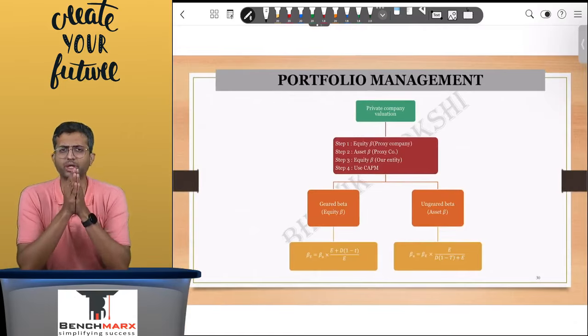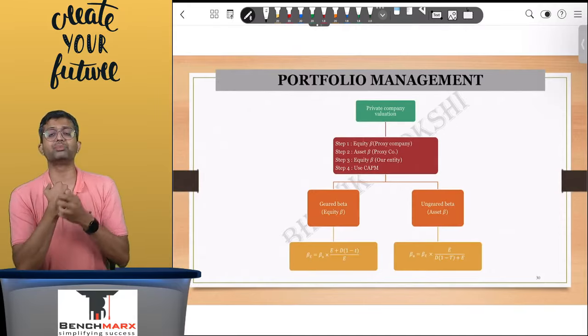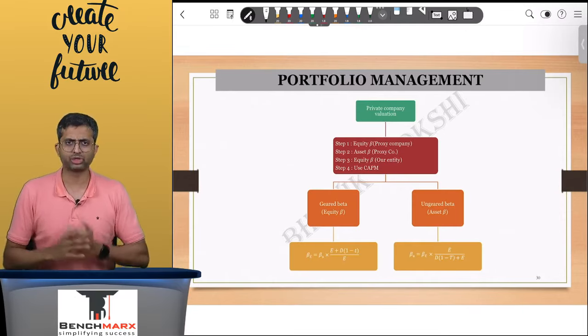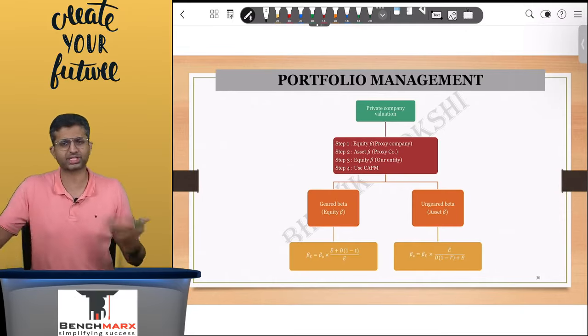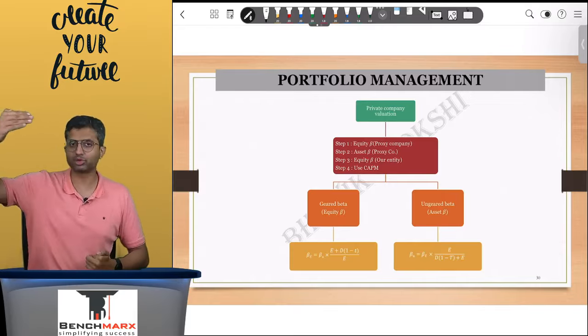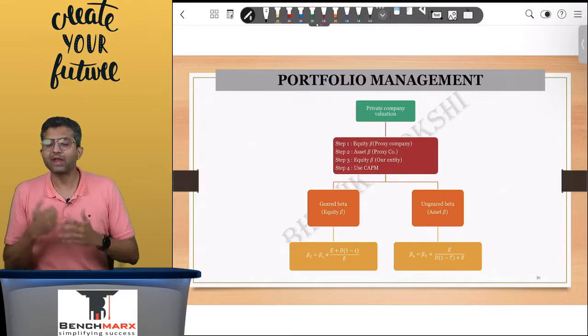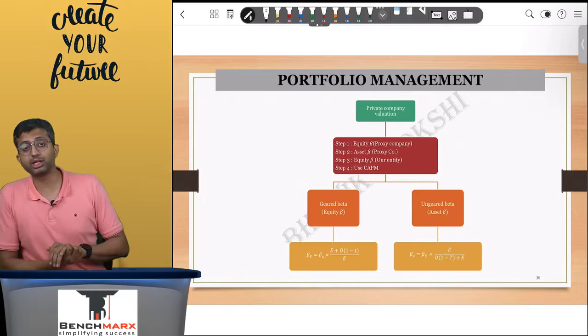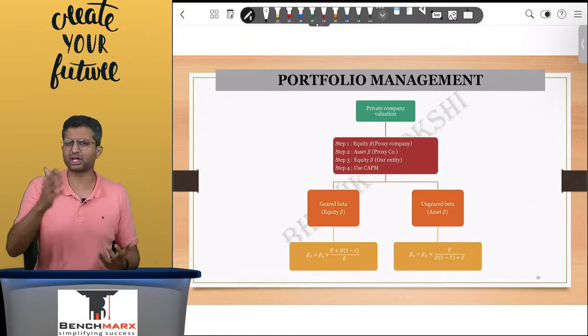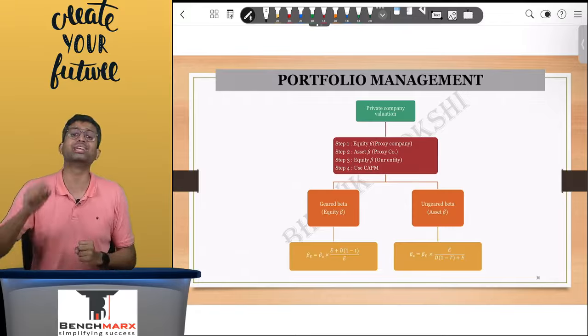The last part over here would be, in certain cases, you might be asked to do a private company valuation. Now, the valuation of a private company is based on the present value of future cash flows. So, you'll have to estimate the future cash flows, but again, you'll have to discount them. And for discounting, the best method to calculate the discount rate is the CAPM, which is RF plus RM minus RF into beta.